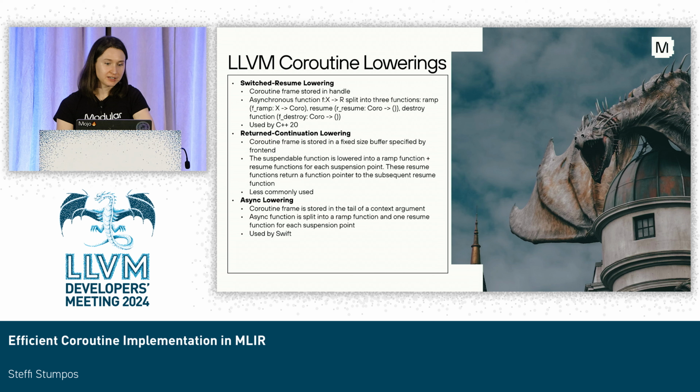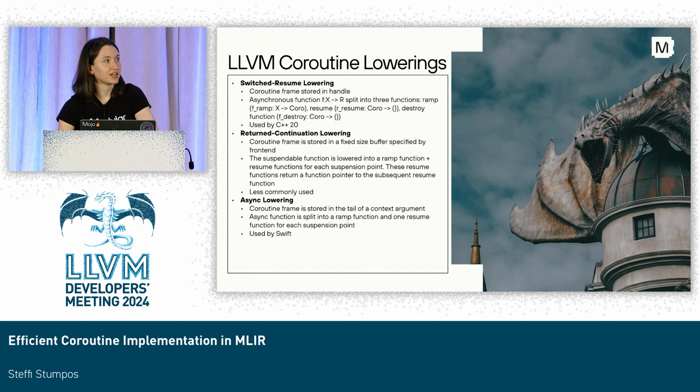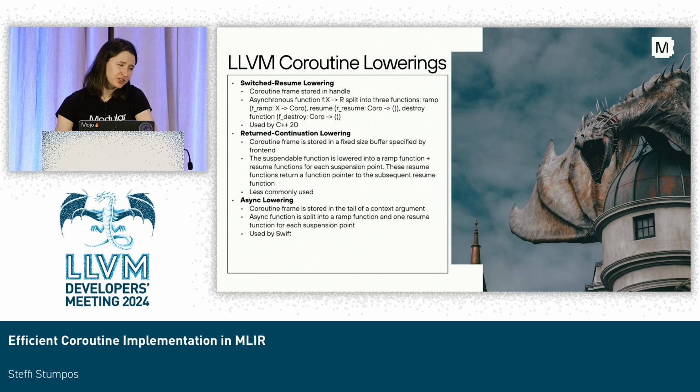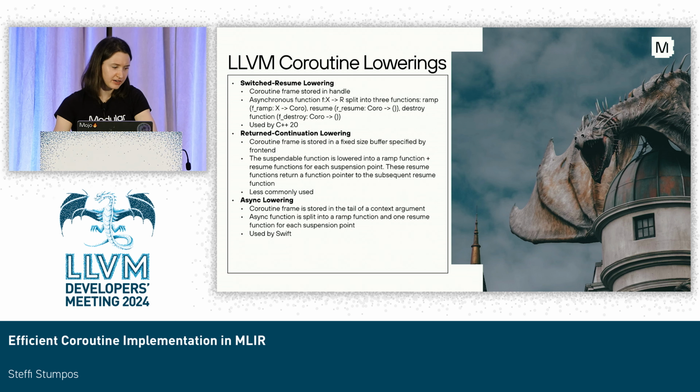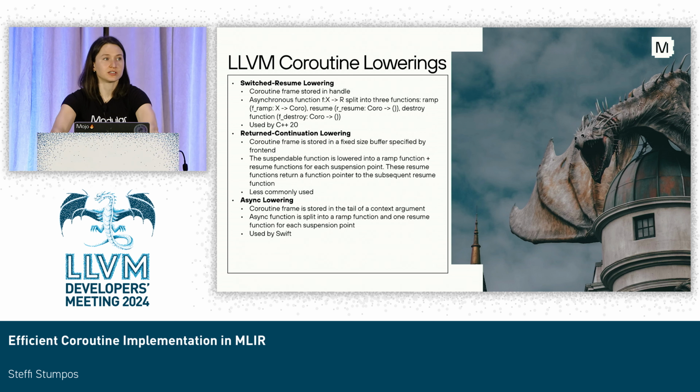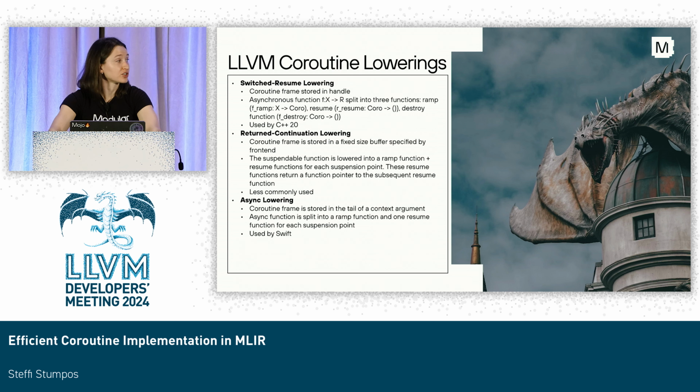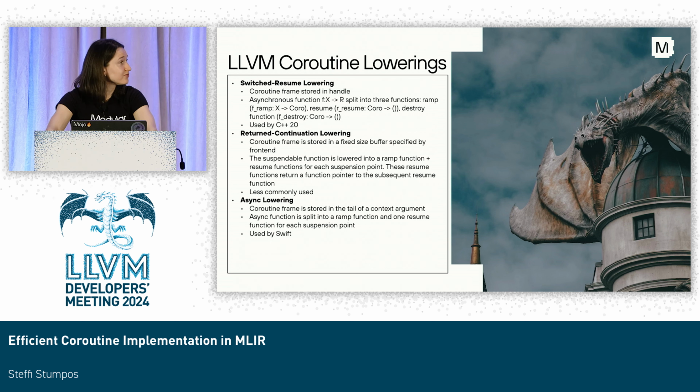So there are actually 3 different lowerings in LLVM. There's a switched resume lowering, which has 1 resume and 1 ramp function and a destroy function, and also apparently a cleanup function. I'm not really sure what that one does. There's only 1 resume, so the frame is stored in the context. The return continuation is similar, except it returns the function pointer to the next resume function. So there's a resume function for every suspension point.